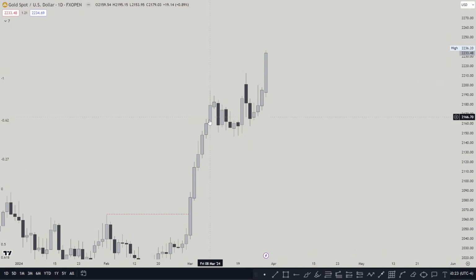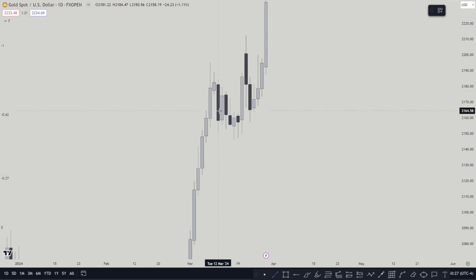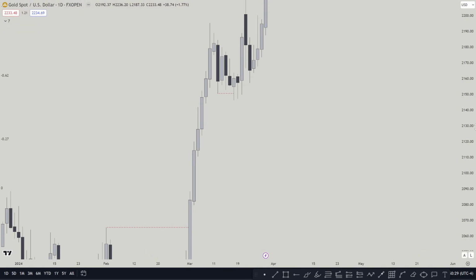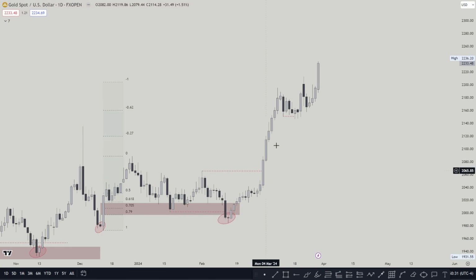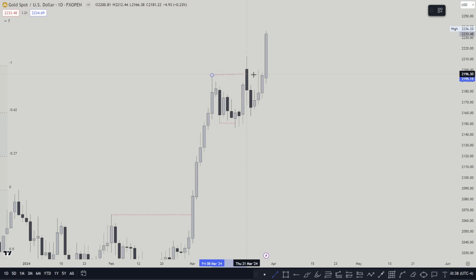Now take a look. Price came to this fair value gap, started going higher, but then we have this liquidity sweep. Because this is a big range, we now have a new small range. And then did we break structure? Yes. So now we are having this as our new strong low.